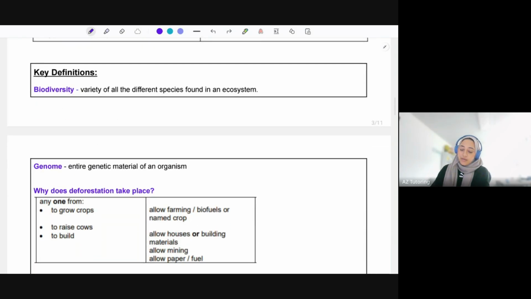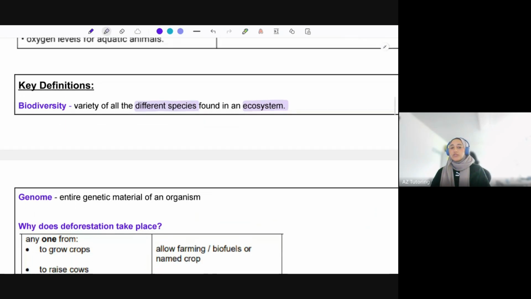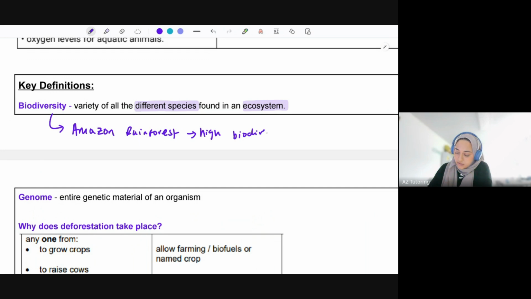Okay, key definition. So biodiversity is the variety of all different species found in an ecosystem. So that's quite a common question where they could just ask you what's the definition of biodiversity. So it's a variety of all the different species found in an ecosystem. So if you want to keep an example in mind to help you remember it, the Amazon rainforest would have a very high biodiversity because there would be more different species compared to somewhere like in the city where we all live. So this would have a high biodiversity.